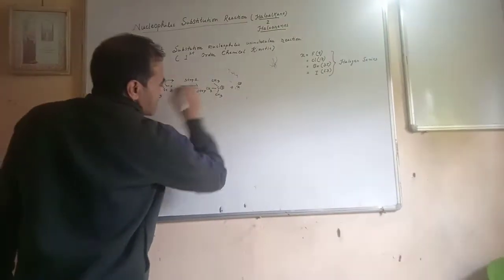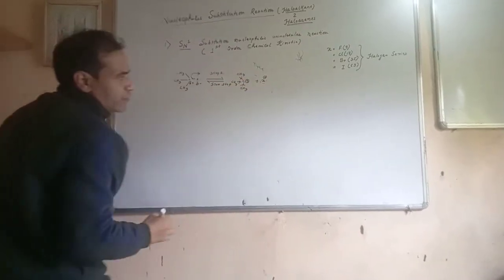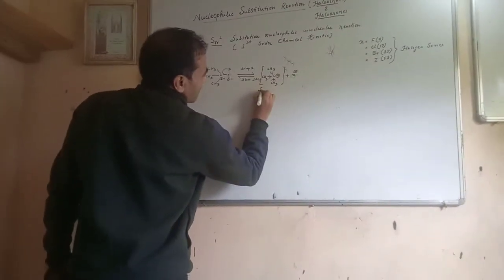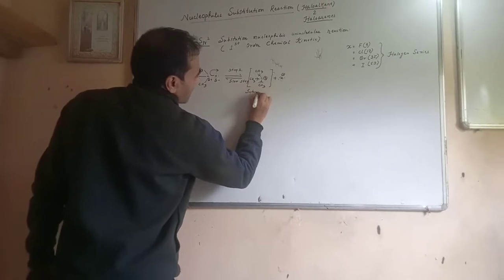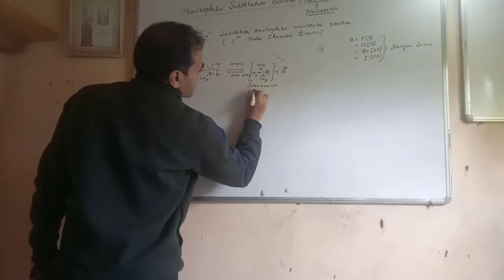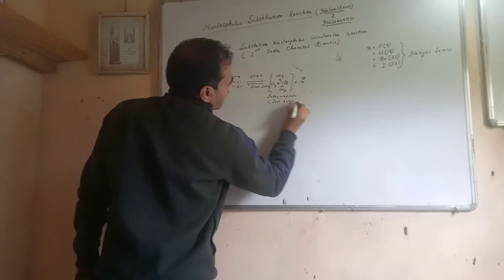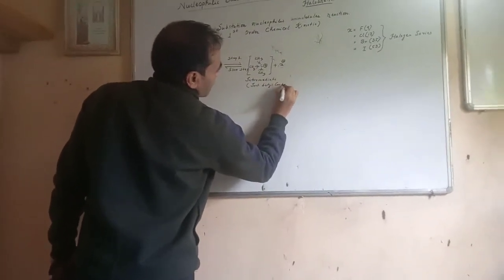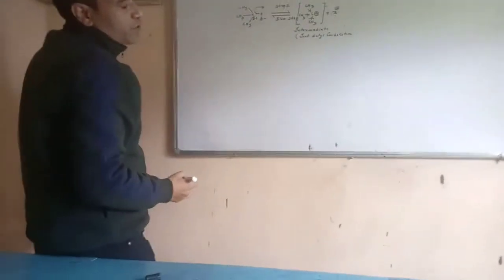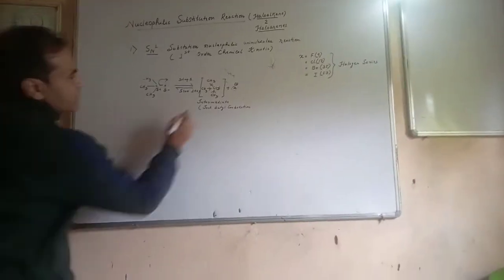Now this carbocation is very much stable. Why? Because there are 3 alkyl groups which are electron donating groups. So this is an intermediate, and its name is tertiary butyl carbocation. Here the stability of this carbocation intermediate is very high because of the electron donating effect, so this plus is going to be neutralized.